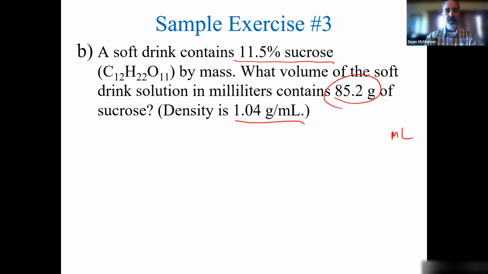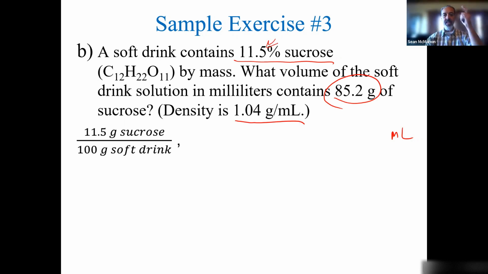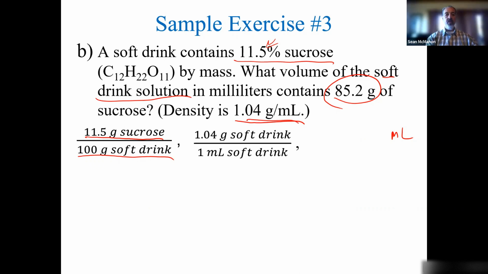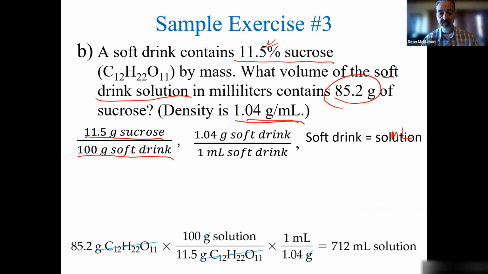Now, a lot of people might say, well, why don't I start with the 11.5? Remember, this is a ratio. You should be thinking the 11.5% sucrose by mass is really 11.5 grams of sucrose per 100 grams of soft drink. That's what you should think. The soft drink is a solution, and its density is 1.04 grams per mL. So there's 1.04 grams of soft drink per mL of soft drink. But I want to know how many mL if I have 85.2 grams of sucrose, right? So how do I do that?